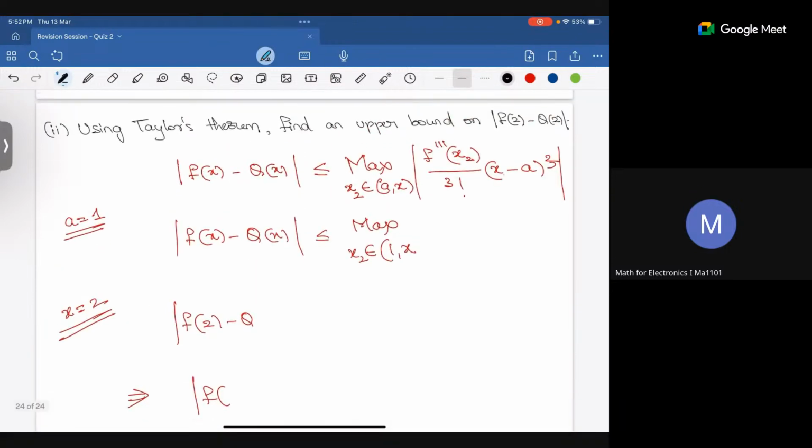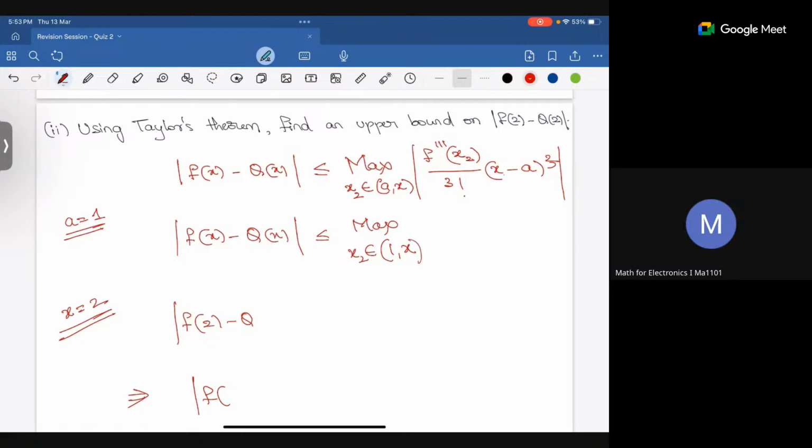Right. So using Taylor's theorem, find an upper bound on |f(2) - q(2)|. As you know, the max possible error is this. So the upper bound will be the max of x2 belonging to [a, x] of |f'''(x2)| divided by 3 factorial times |x - a| whole cube. Now a is 1 here, we know.